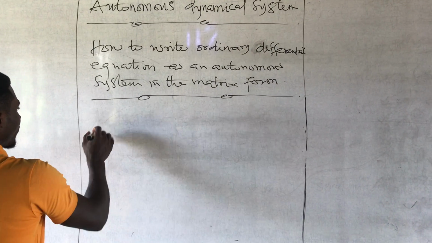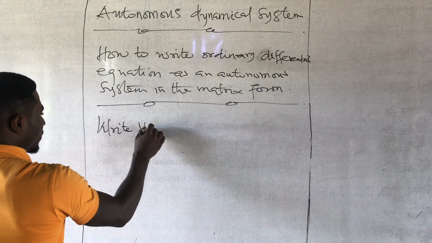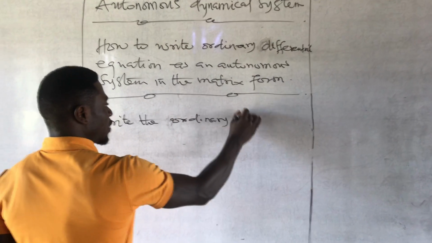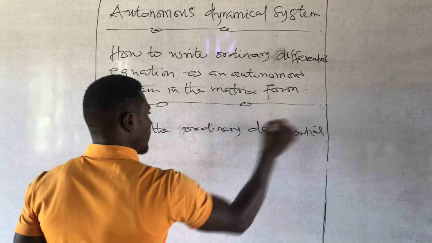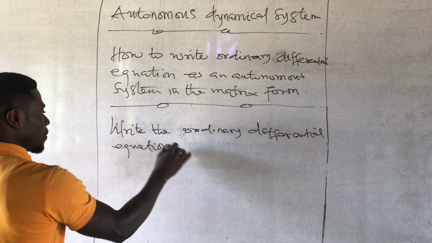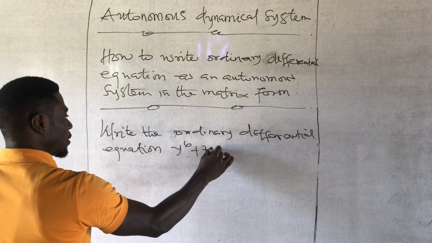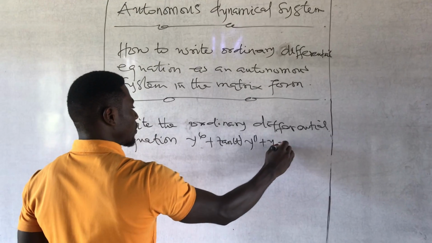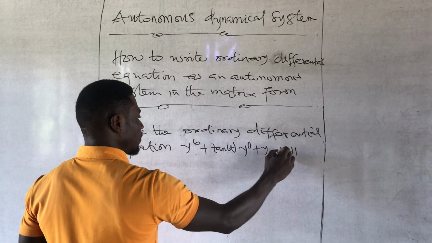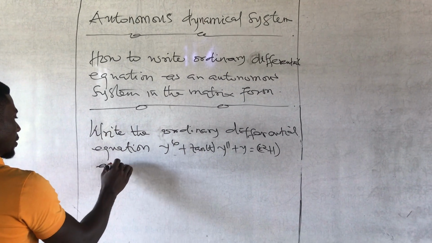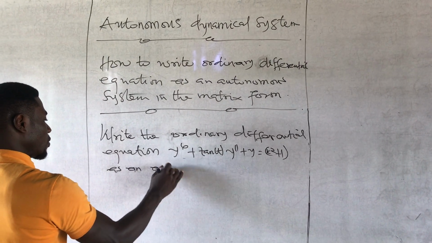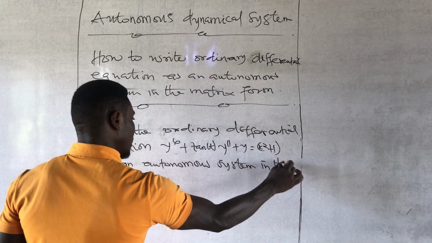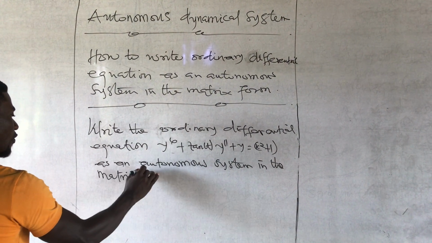Let's look at another example. Write the ordinary differential equation y^(6) + tan(t) y'' + y = k² + 1 as an autonomous system in the matrix form.